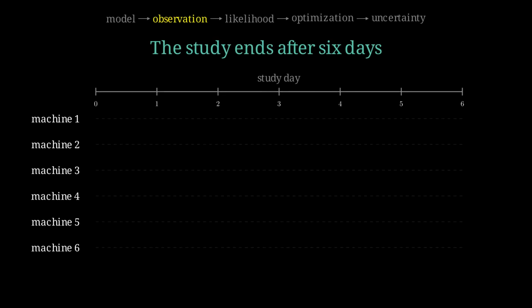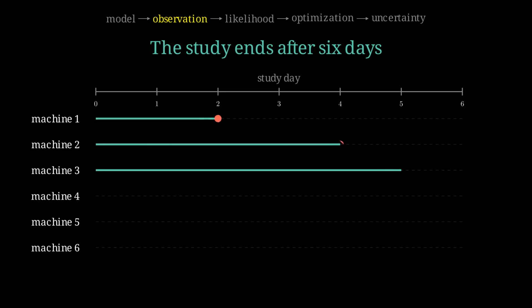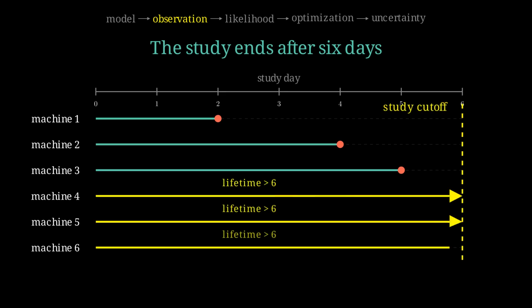6 machines begin a study together. 3 fail on day 2, day 4, and day 5. At the end of day 6, observation stops. The other 3 machines are still running. Their arrows do not hide known failure times. Each arrow says only that its lifetime exceeds 6 days.